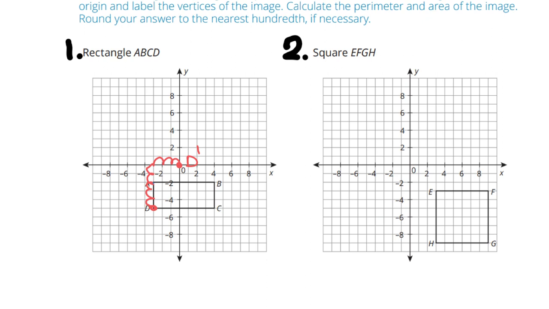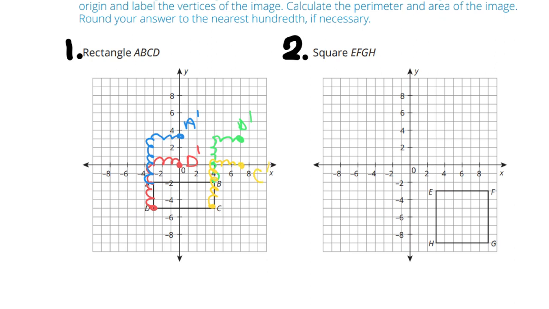Same thing here for the A. I'm gonna go up 1, 2, 3, 4, 5, and over 1, 2, 3. So this is my new A prime. And then for B, up 1, 2, 3, 4, 5, and over 1, 2, 3. And this is B prime. And then for C, up 1, 2, 3, 4, 5, and over 1, 2, 3.